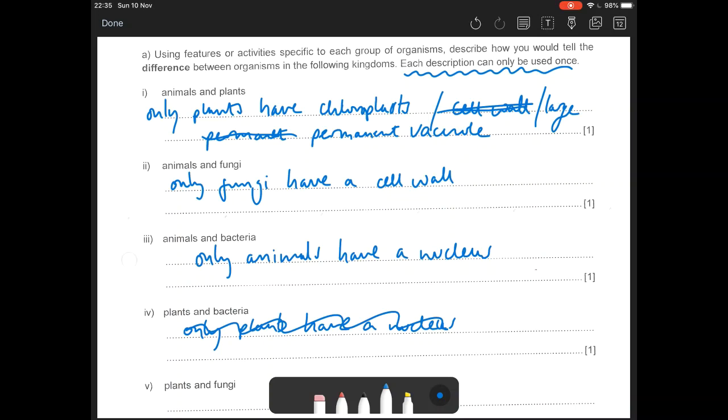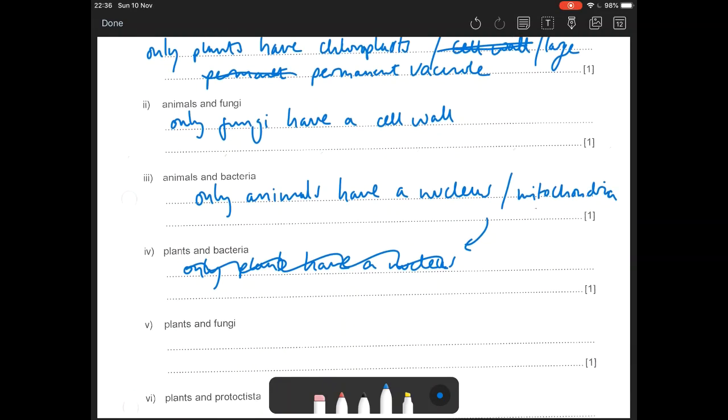And the same would go for animals. So we could have also said that here, they have a nucleus. Only animals have a nucleus or mitochondria. Both those statements would also be true for a plant versus bacteria. What we can say here is that only the plants, so we could use this one here, that only plants have mitochondria.